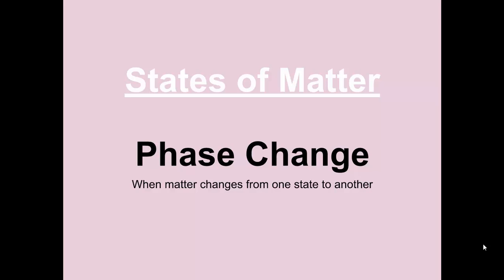So in our last video, we talked about the different states of matter, but now we're going to talk about how matter changes states, how it gets from one state to another, which is called a phase change. So let's start out with a solid and a liquid.